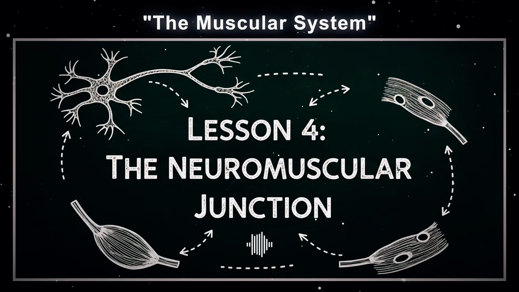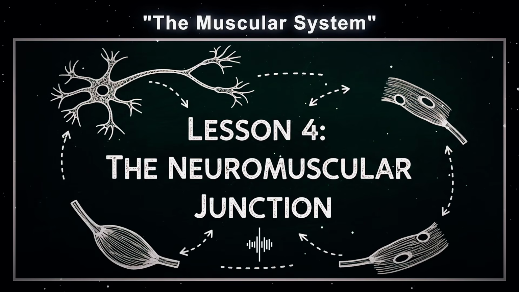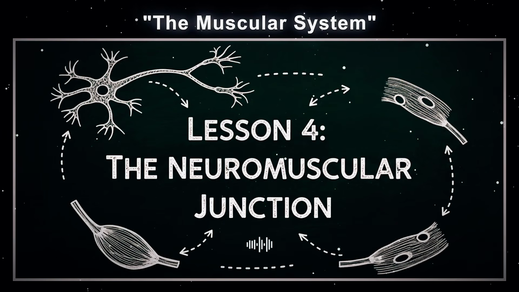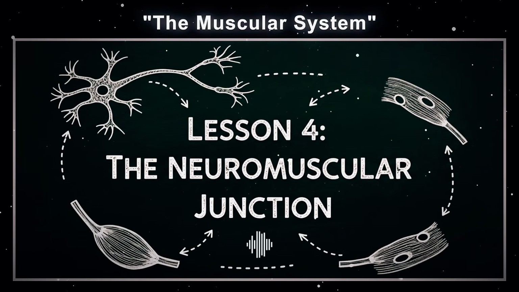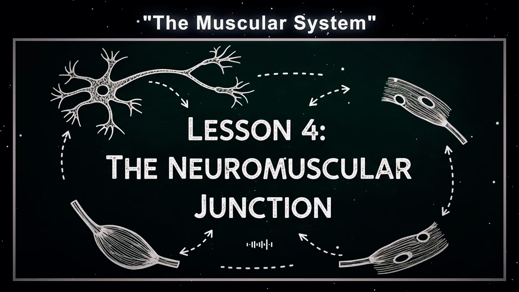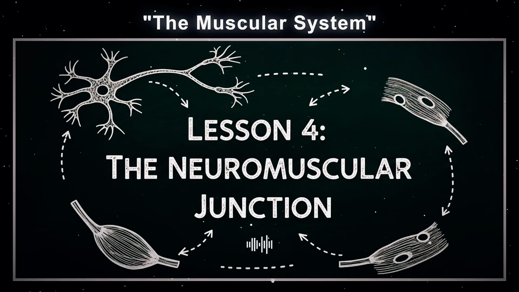It is a place of translation. On one side, we have the language of the brain: electricity racing down a wire. On the other side, we have the language of the muscle: mechanical force and movement. The neuromuscular junction is the interpreter. It is the exact spot where a thought becomes a physical action, where the intangible will to move becomes the tangible reality of motion. Let us visualize the geography of this place.